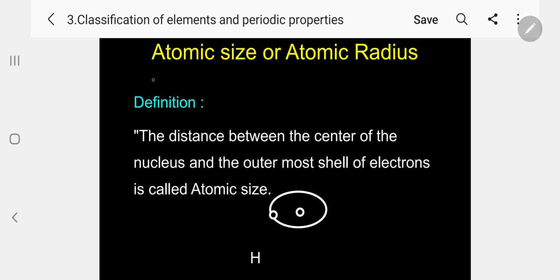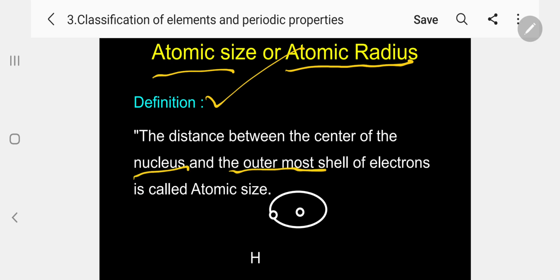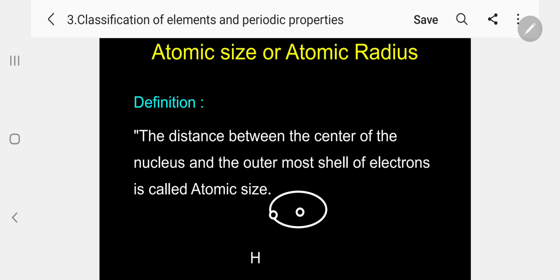What is atomic size, atomic radius? Definition, kindly follow. The distance between the center of the nucleus and the outermost shell of electrons is called atomic size. Suppose I take hydrogen, 1s1. So 1s1 center, 1 proton, outer shell, 1 electron. This distance I will call atomic radius. Kindly follow.